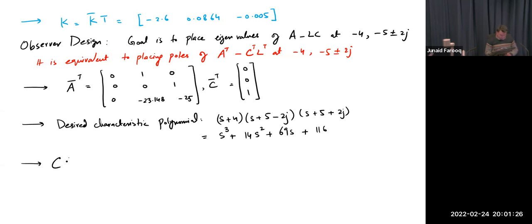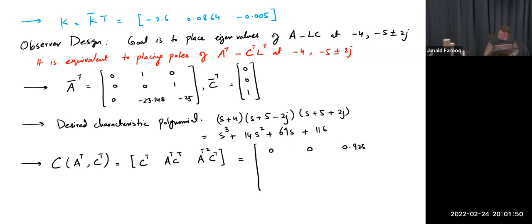Then we can compute the controllability of A transpose, C transpose, which is by definition C transpose, A transpose C transpose, A transpose squared C transpose, and what we get is 0.9259. You will basically see more examples as practice in your homework, which will be the second week after the winter recess. So this is basically your controllability of A transpose and C transpose.